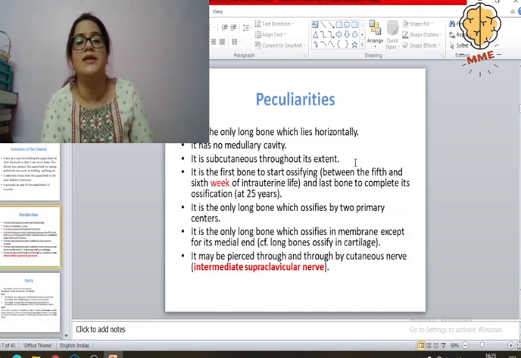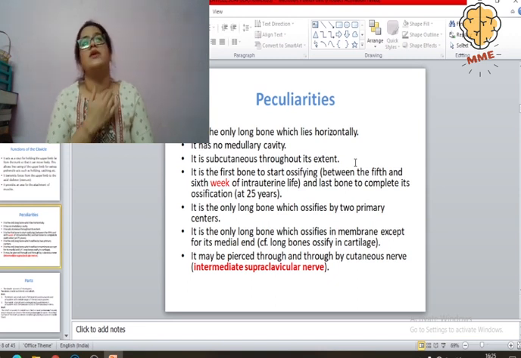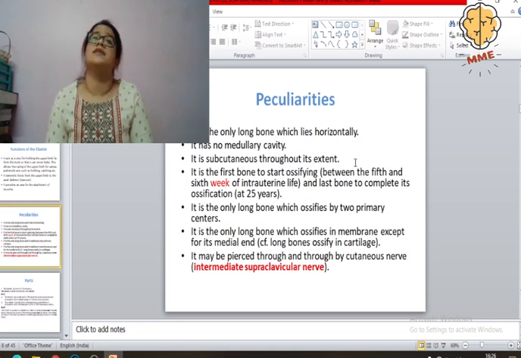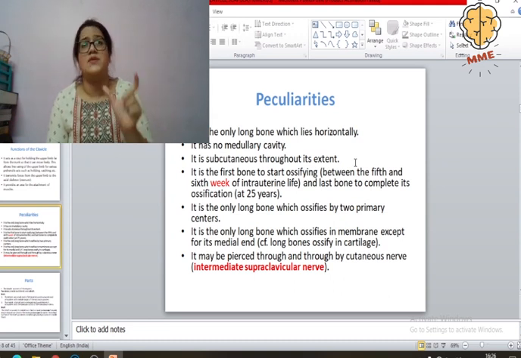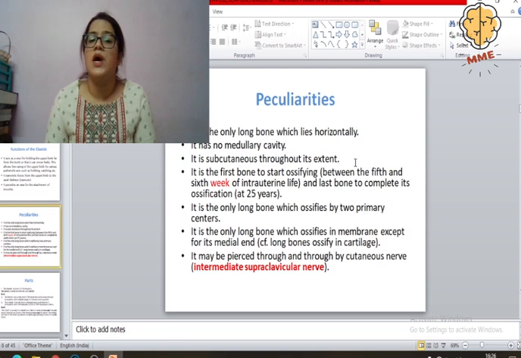So now the peculiarities, this is the most important slide. I mean the slide to be remembered. So it is the only long bone which lies horizontally. We know that, nothing new about it. Now it has no medullary cavity. Though Gray's Anatomy states that this bone also has a marrow cavity, a medullary cavity, for us at undergraduate level, it has no medullary cavity. It is subcutaneous throughout its extent.